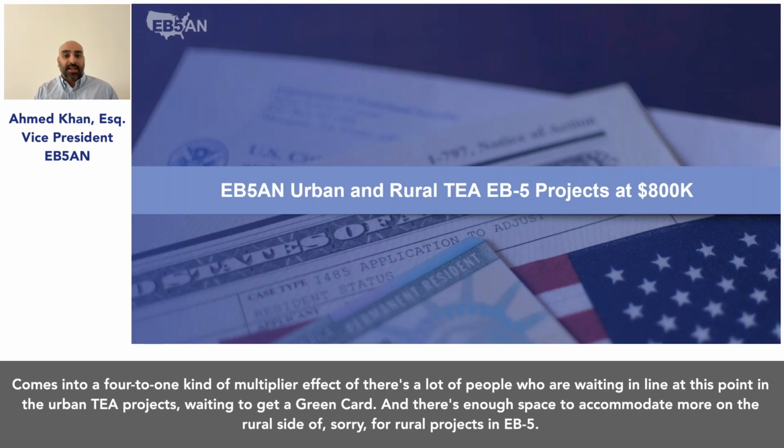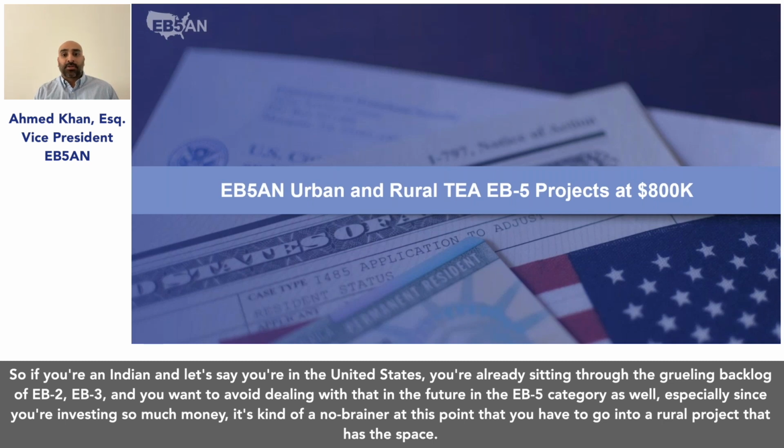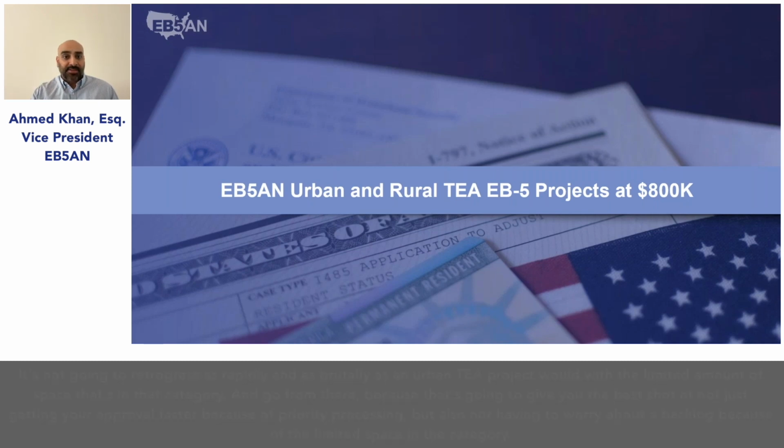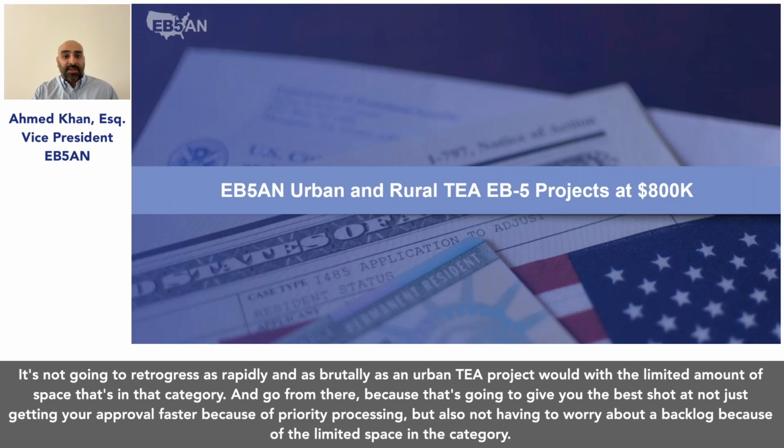for rural projects in EB5. So if you're an Indian and let's say you're in the United States, you're already sitting through the grueling backlog of EB2, EB3, and you want to avoid dealing with that in the future in the EB5 category as well, especially since you're investing so much money, it's kind of a no-brainer at this point that you have to go into a rural project that has the space. It's not going to retrogress as rapidly and as brutally as an urban TEA project would with the limited amount of space in that category. That's going to give you the best shot at not just getting your approval faster because of priority processing, but also not having to worry about a backlog because of the limited space in the category.